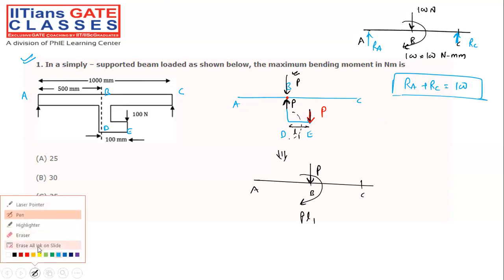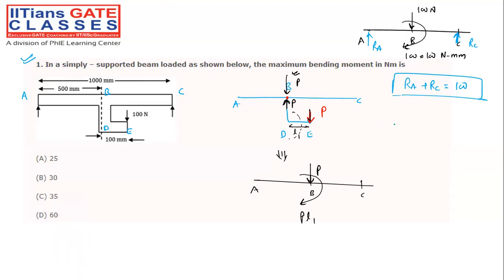Now, try understanding what I'm saying to you. Summation of moment about any particular point you can take and you can equate to 0, my dear friend. So RC into 1000 minus 100 into 500. Moment is also acting, 100 into 100. That has to be equal to 0. Then what is the RC value, my dear friend? RC is 100 into 500 plus 100 into 100 divided by 1000. So you'll be getting RC is 60 Newton.